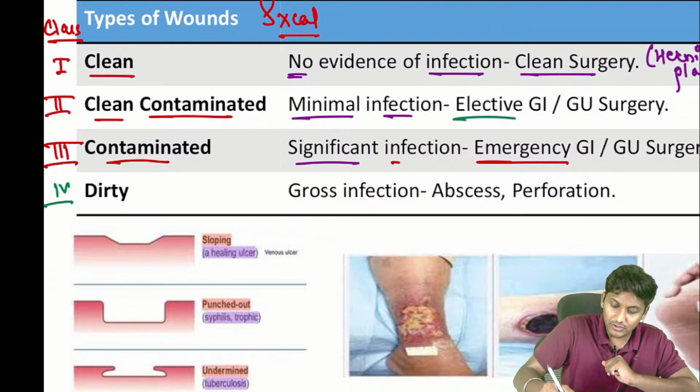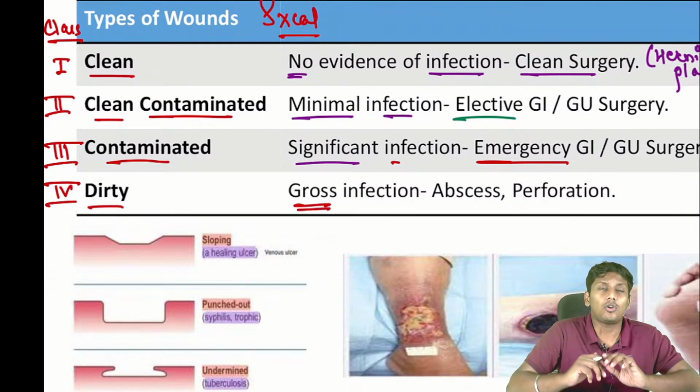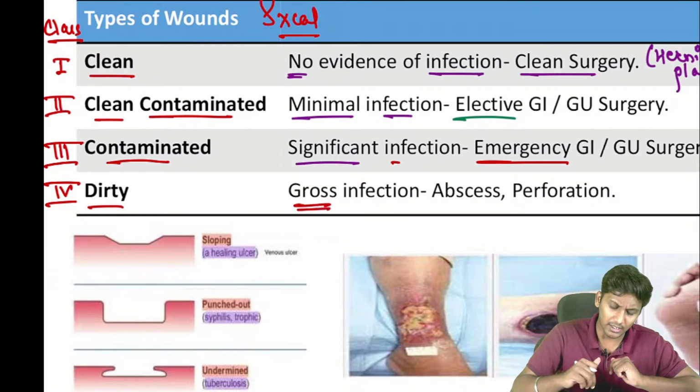Class 4, which is there, बच्चों, definitely class 4 is a dirty wound. Class 4 is a completely dirty wound. That means there is a risk of gross infection. Gross infection, बहुत ज़्यादा infection है in class 4 or a dirty wound.